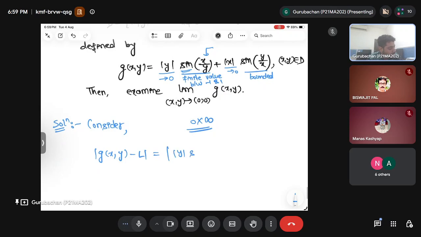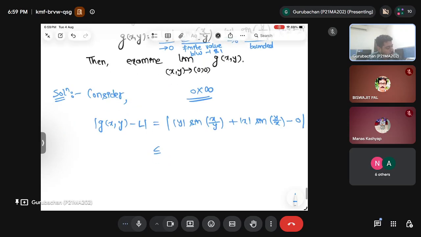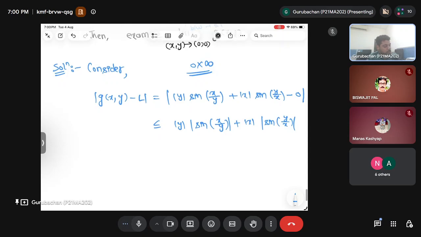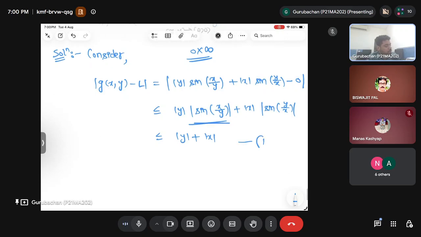So mod y sine x by y plus mod x sine y by x. This is your g(x,y) minus L, which is 0. So this will be less than or equal to mod y mod of sine x by y plus mod x mod of sine y by x. Now tell me, again with the previous thing, this is less than or equal to 1, so this will be mod y plus mod x. This is your equation number 1.